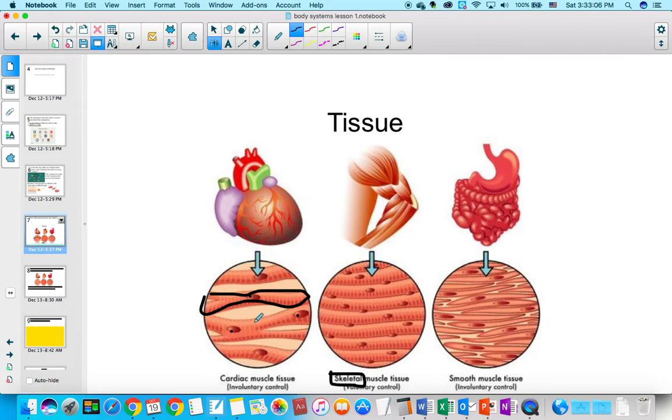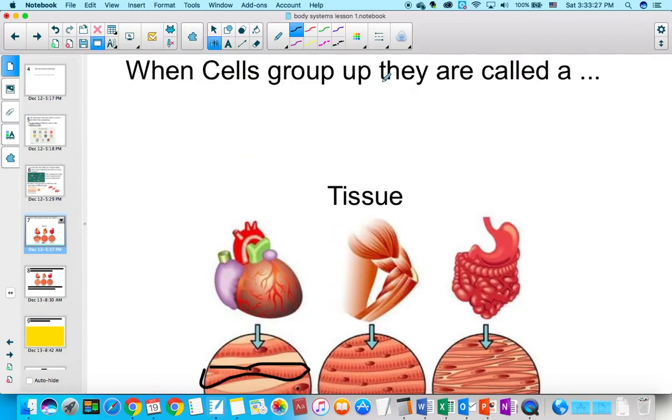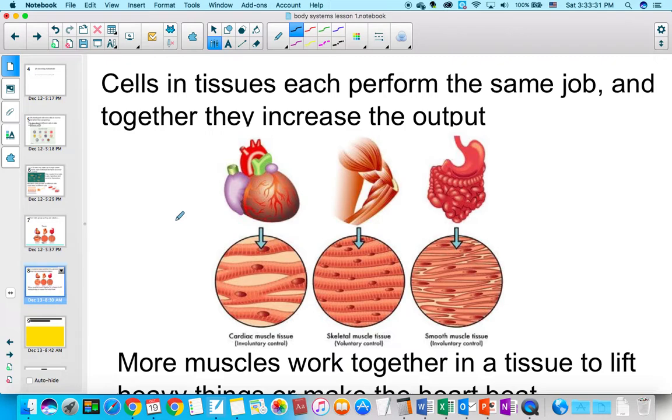Cardiac muscle cells, they all help make the heart beat. Skeletal muscle cells help move your body, and smooth muscle cells help you move food around or certain things in your stomach and intestines around. And so these cells are working together to do the same job. So when you have a group of cells doing the same job, you call them a tissue.